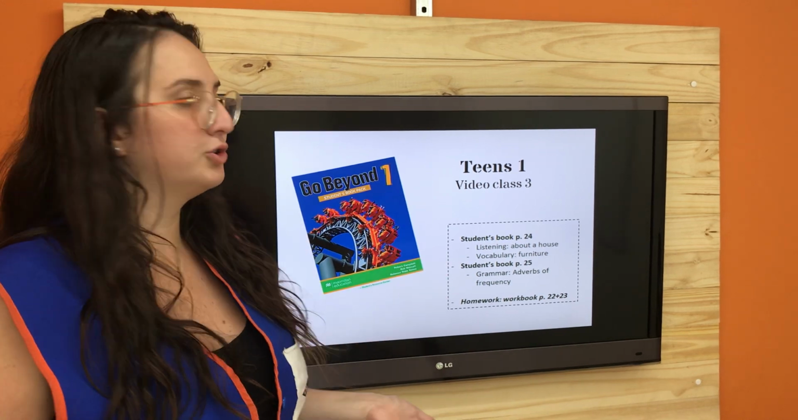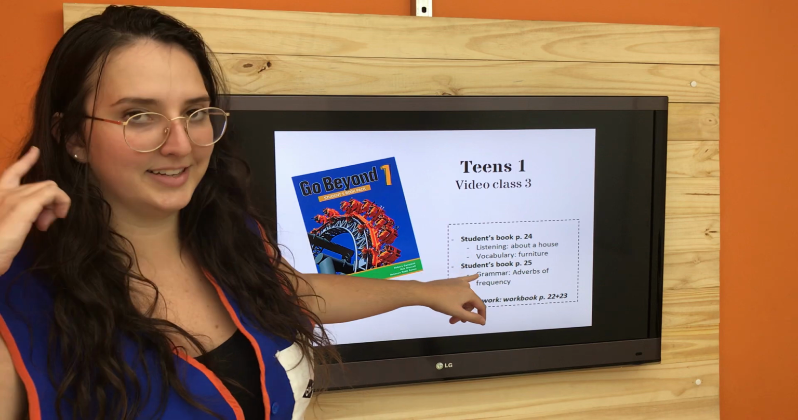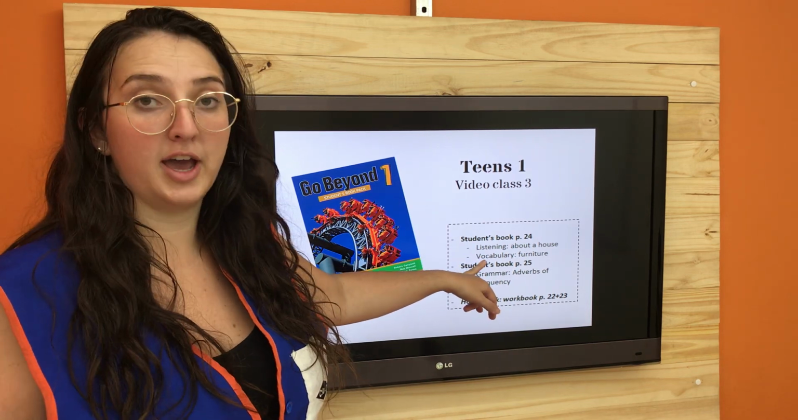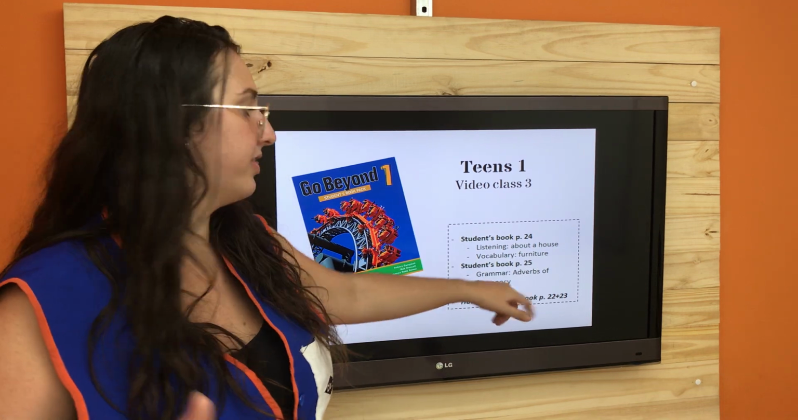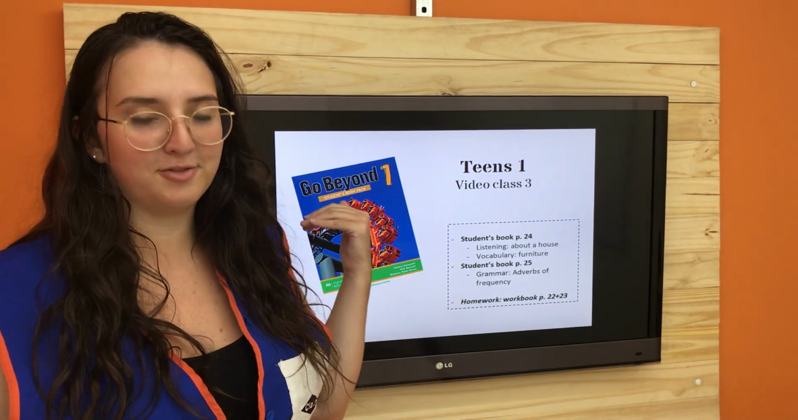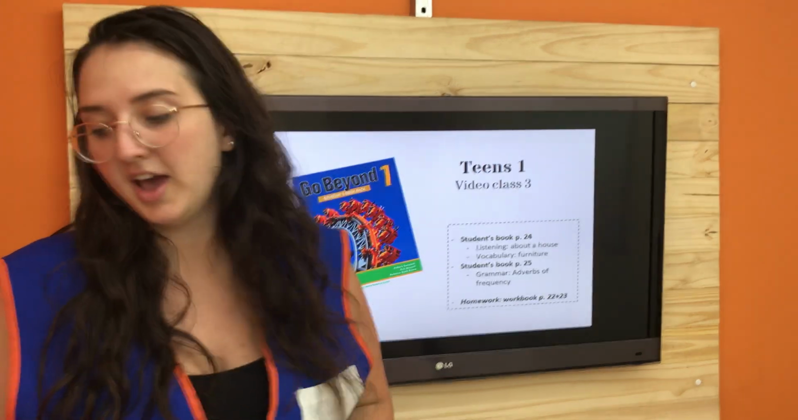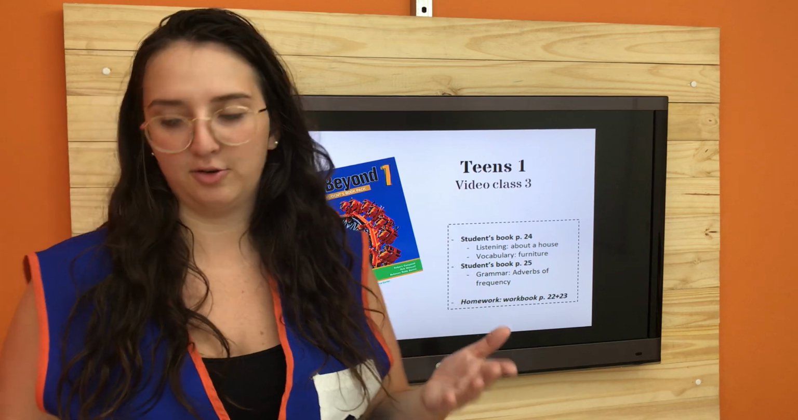So what are we gonna do today? We're gonna do Students Book 24, a listening exercise and a new vocabulary, and the Students Book 25 for a new grammar, the adverbs of frequency. Very easy, alright? In the end, I'm gonna give you our favorite thing, homework, and if you behave, a game that you can play online in your house, right?